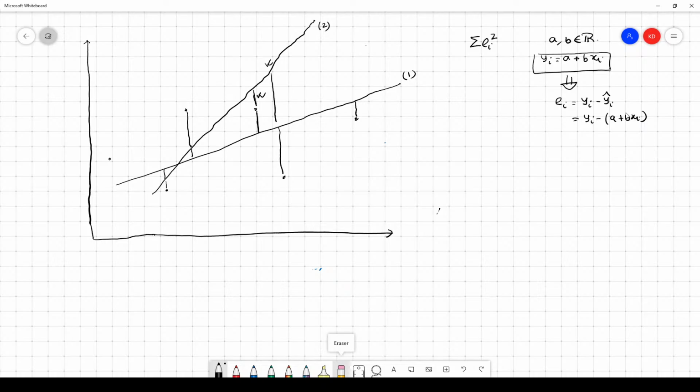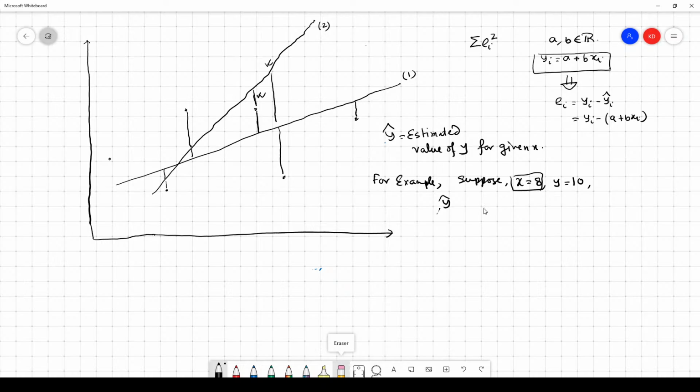Actually, y hat is an estimated value of y for a given x. For example, suppose your x is 8 and y is something like 10, and you predict y hat for the given value of 8. Then this y hat is not 10, it should be a plus 8b, and the difference, y minus y hat, is called the error or residual corresponding to x equal to 8.